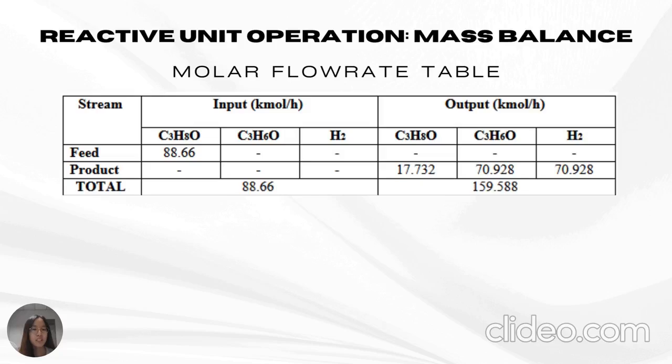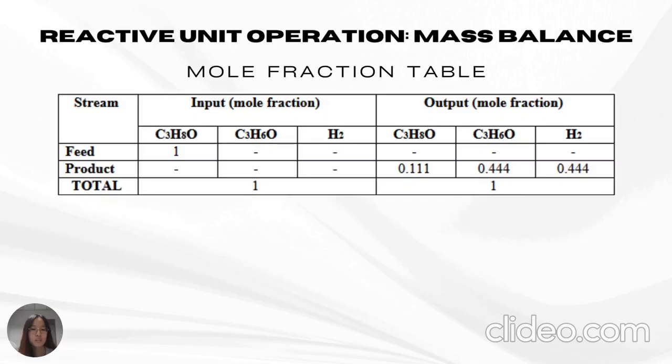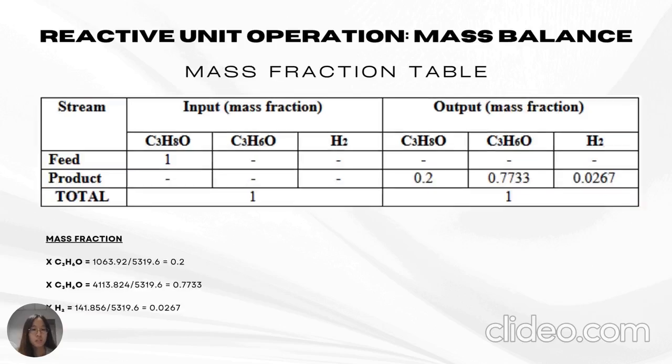This is the molar flow rate table, where the values are obtained from the previous slide. Next is the mass flow rate table. By multiplying the molar flow rate with their own respective molecular weight, we can obtain the mass flow rate for input and output. Then we have our mole fraction table, where the mole fraction is obtained using the assumption made by the non-reactive unit. Lastly, we have our mass fraction table. We can calculate the mass fraction of each component by dividing the mass flow rate by the total mass flow rate.